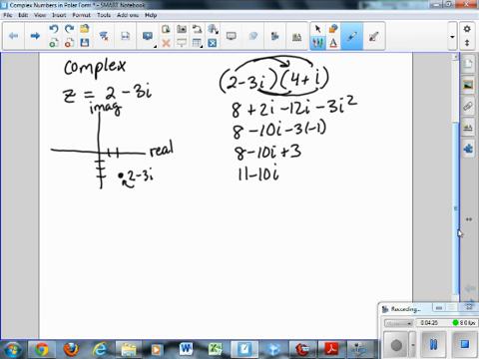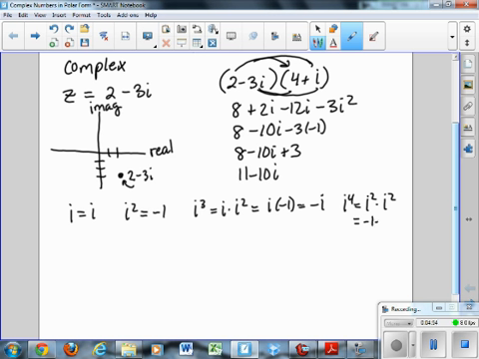Since we have i is equal to the square root of negative 1, i squared is equal to negative 1. We've already determined that. So what's i cubed? Well, i cubed is i times i squared, so it's going to be i times negative 1, which is negative i. Well, what's i to the fourth? Well, i to the fourth would be i to the third times i, or we could think of it as i squared times i squared, which would be negative 1 times negative 1, which is positive 1.